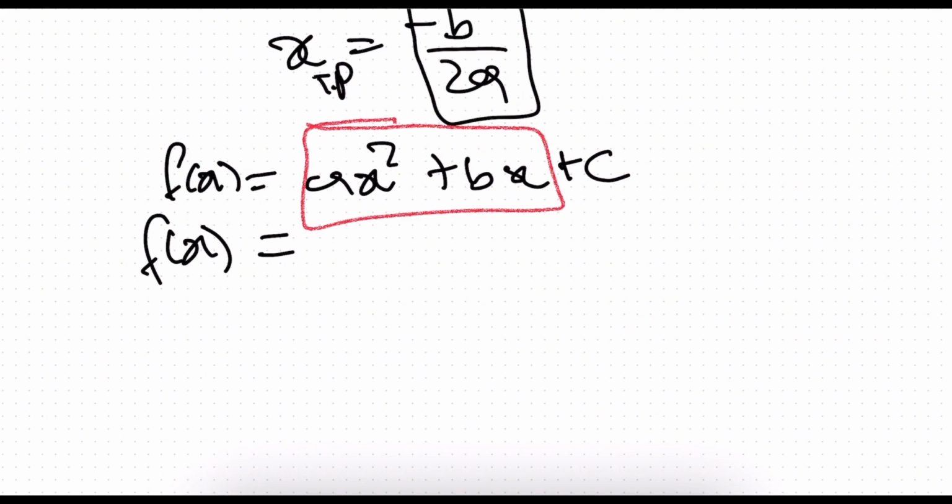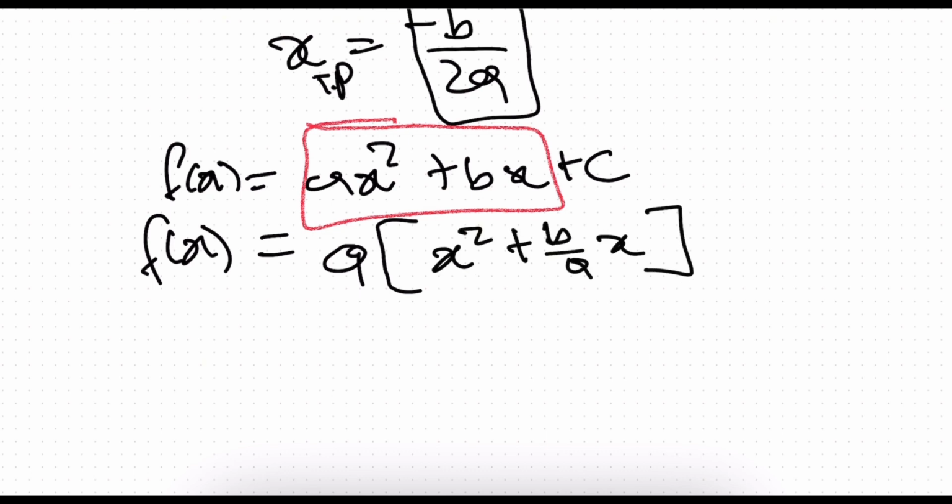So you're literally going to take a as your common factor. So take it out of the system. So it will be literally a. Let's say in your bracket now you'll have x^2 + (b/a)x. Then you'll have a plus c, right?